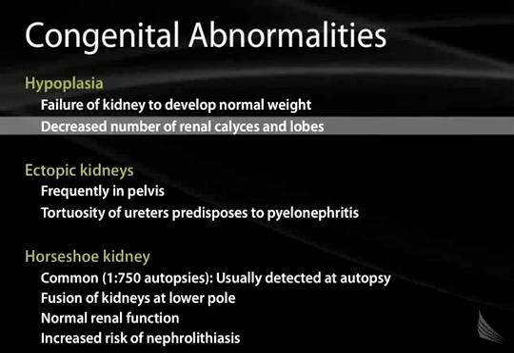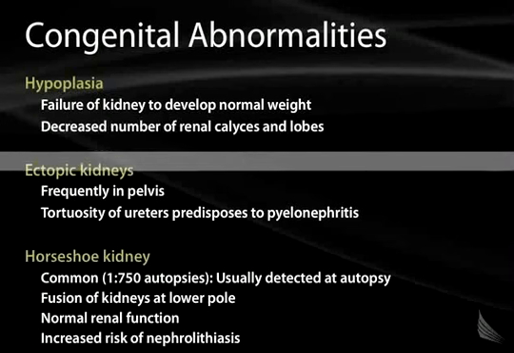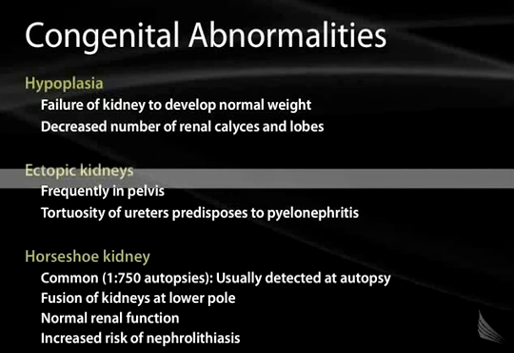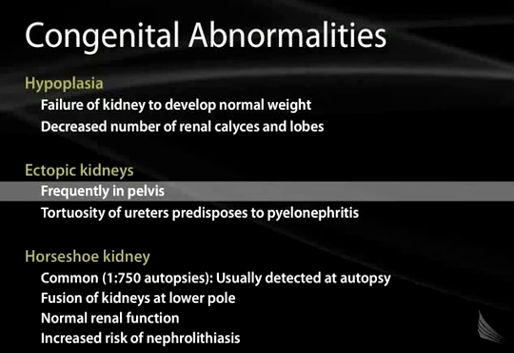And this can lead to progressive kidney failure as well. Now, there can be ectopic kidneys, meaning kidneys that form, but they're not anatomically located in the proper location. A lot of times what will happen is that these kidneys will develop in the pelvis. Now, this is usually not a problem because the kidneys function normally.